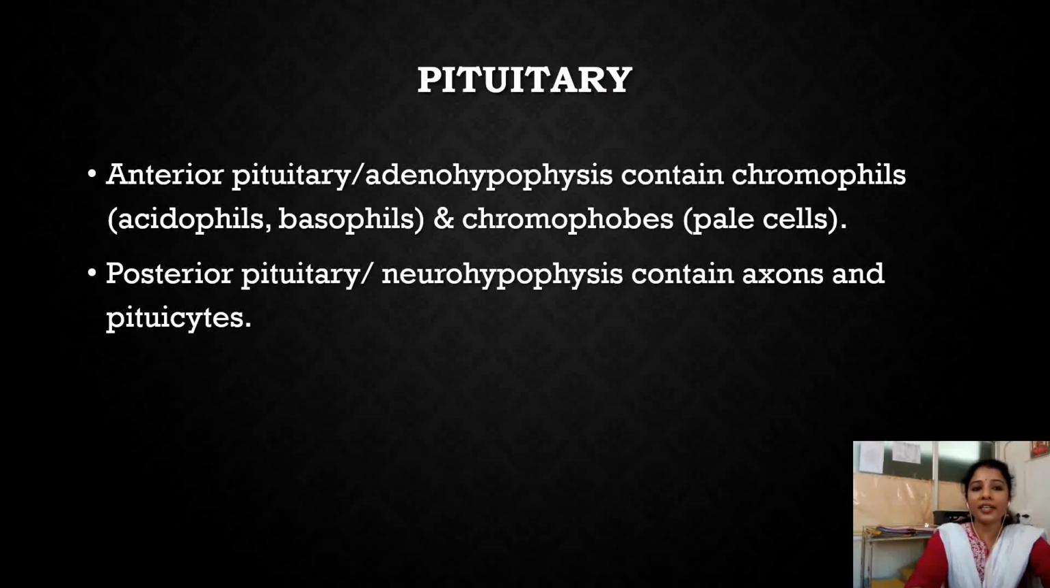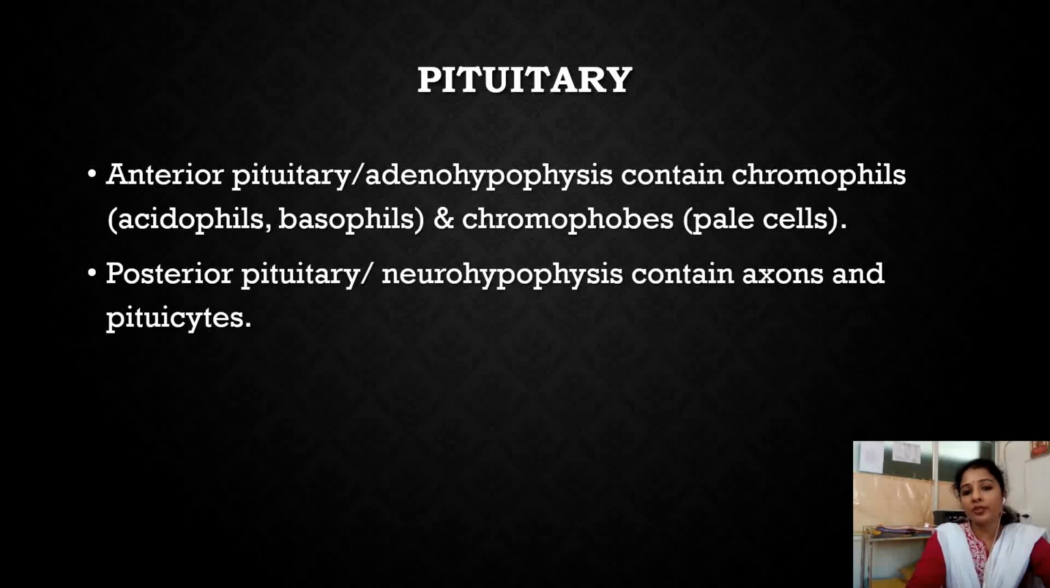So let's see some identification points of the pituitary. Anterior pituitary is known as adenohypophysis, which contains chromophils. Chromophils are of two varieties, acidophils and basophils, which take a pink and blue color stain, eosin and hematoxylin. And chromophobe, phobia means not liking it. So they don't take up a color. Chroma means color. So they are pale cells which don't take up any stain.